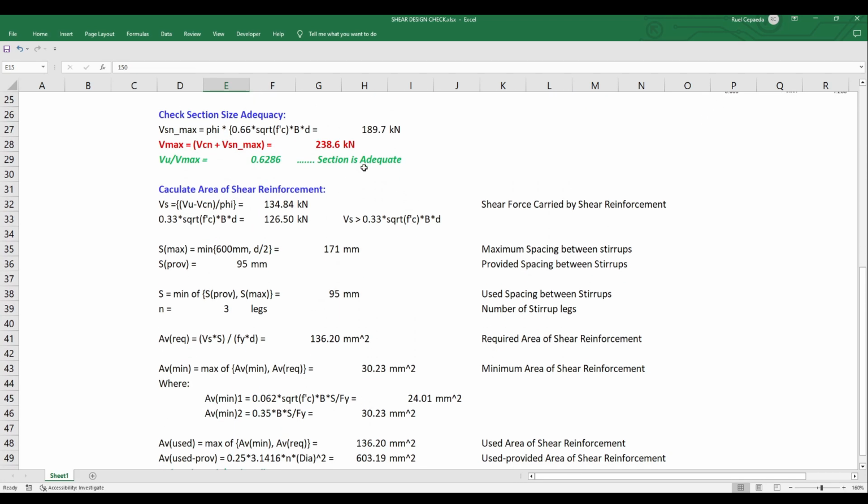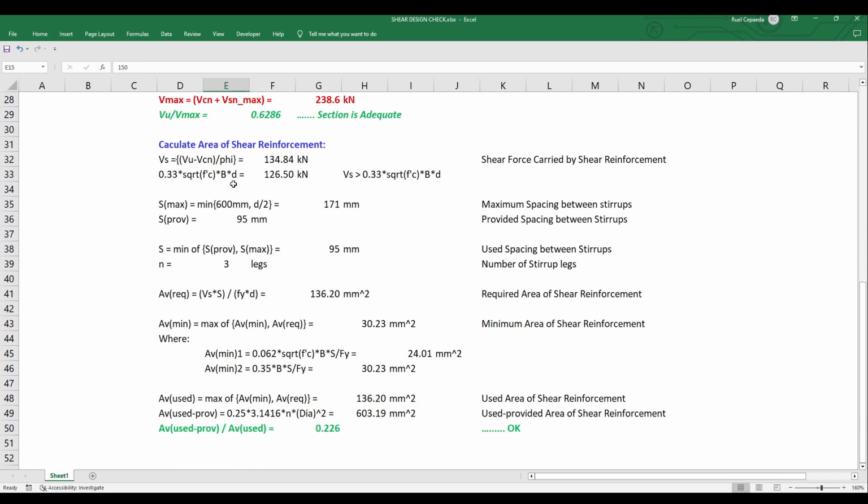Then we need to calculate the shear reinforcement. The shear force carried by the shear reinforcement, Vs, is the quantity of the difference of Vu minus Vcn, over phi. So this is equal to 134.84. Then we need to check the value of 0.33 times the square root of f'c times bd. It's 126.5, so Vs is greater than this quantity.